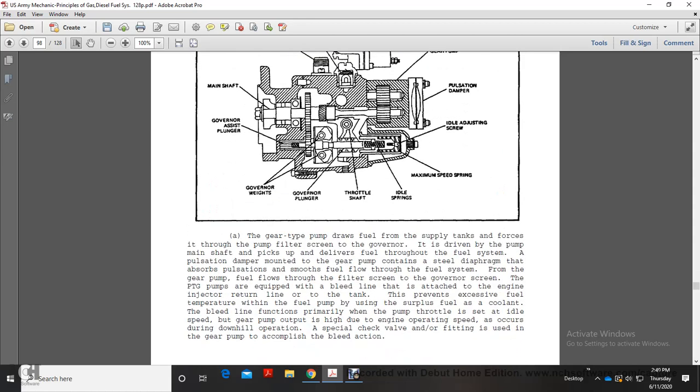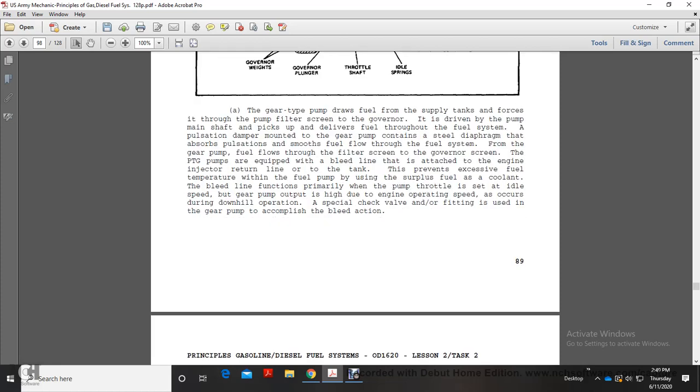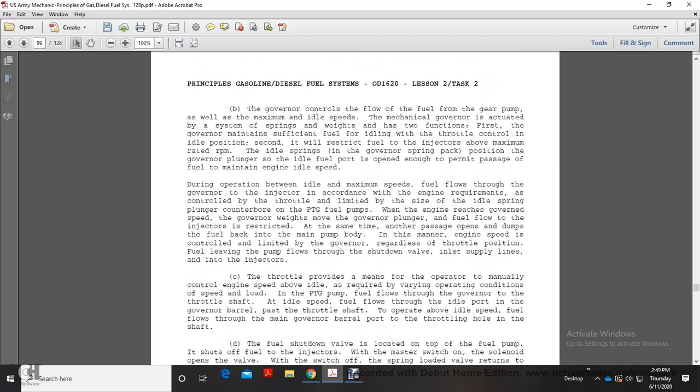Pressure time gear pumps are equipped with a bleed line attached to the engine injector return line to the tank. It prevents excessive fuel temperature, with the fuel pump using surplus fuel as a coolant. The bleed line functions primarily when the pump throttle is set to idle speed. The gear pump output is high relative to engine operating speed, which occurs during downhill operation. A special check valve and fitting is used within the gear pump to accomplish the bleeding action.